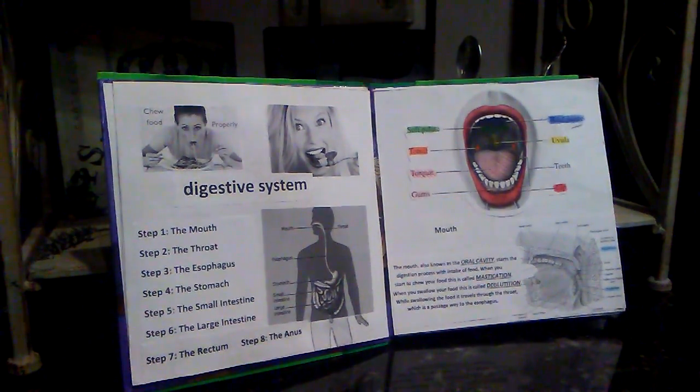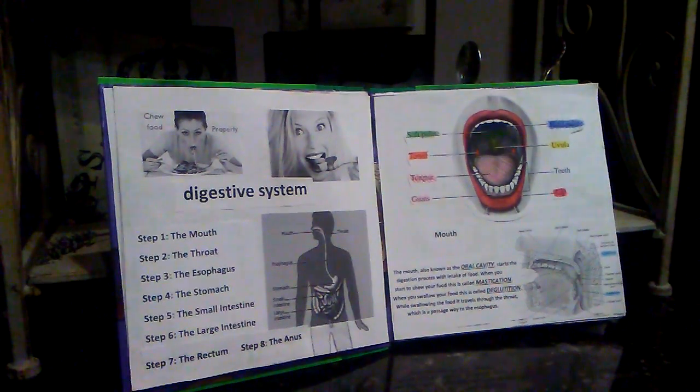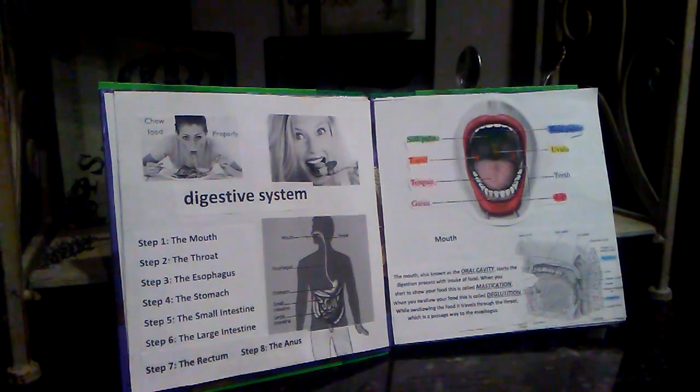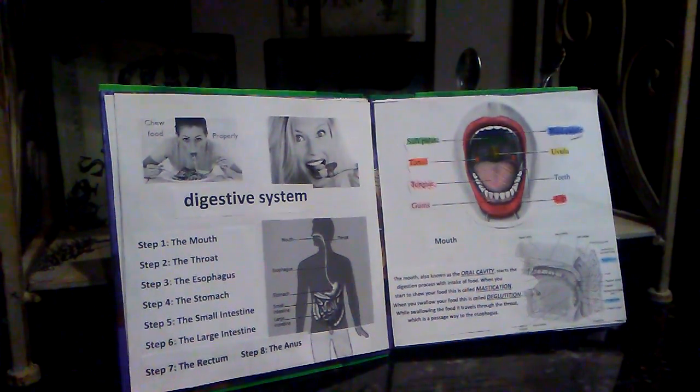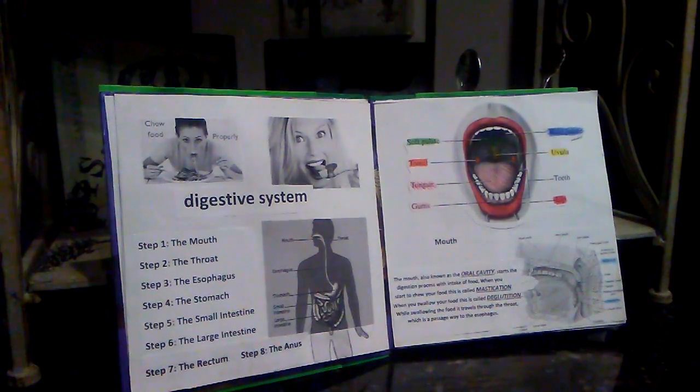The mouth, also known as the oral cavity, starts the digestion process with the intake of food. When you start to chew your food, this is called mastication. When you swallow your food, this is called deglutition. While swallowing the food, it travels through the throat, which is a passageway to the esophagus.